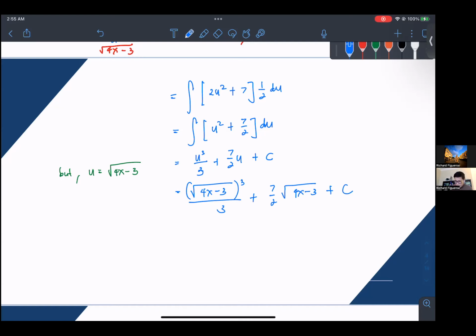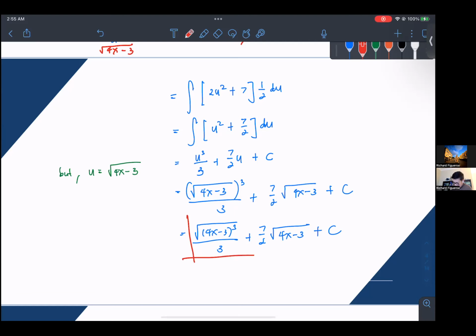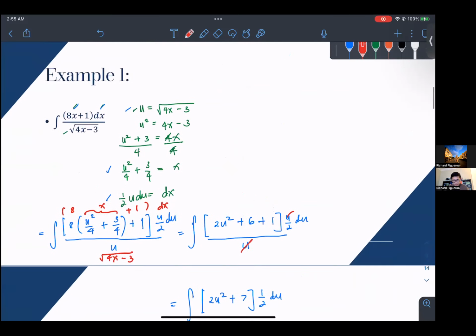So we can have that answer, or if you want, we can make that one as 4x minus 3 raised to 3/2, that's the same, divided with 3, plus 7 all over 2 the square root of 4x minus 3 plus c. That's the answer. Okay, so that's the idea for the substitution method. So we substitute to simplify the given integrand in such a way that it would be easier to integrate it. So that is our first example.